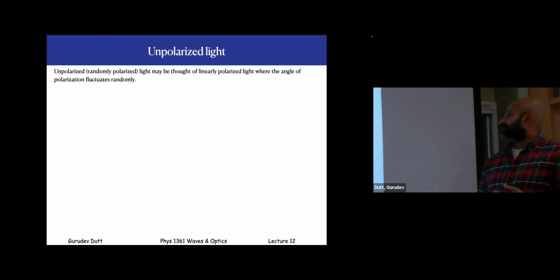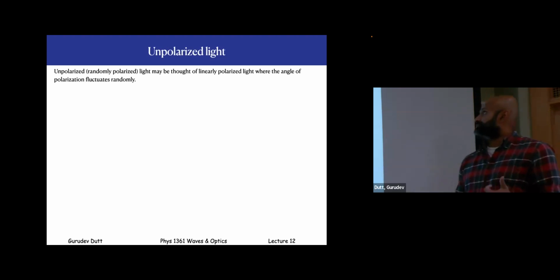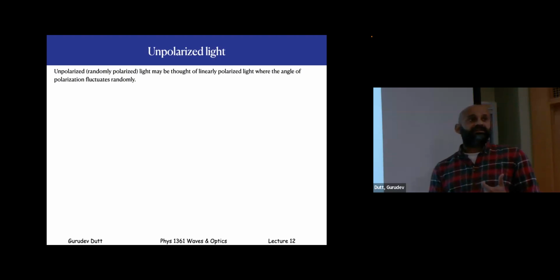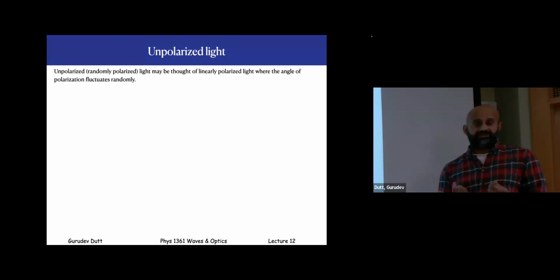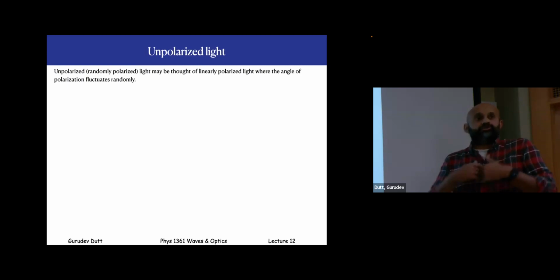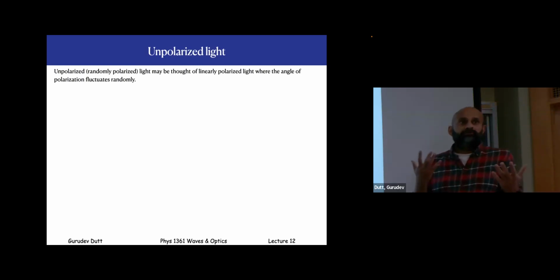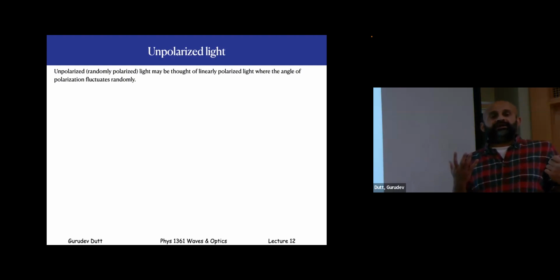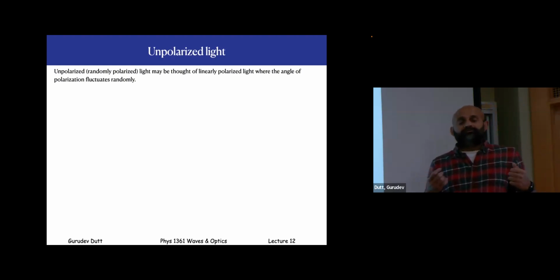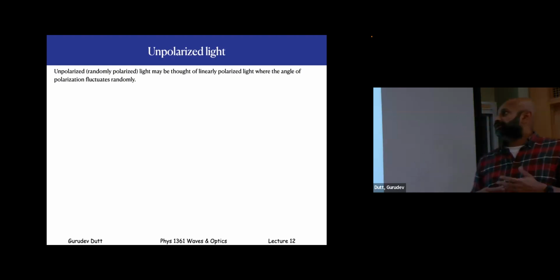So finally, I'll talk about unpolarized light here. You can think of this as linearly polarized light, but the angle of polarization is not fixed. It changes randomly very, very quickly, so quickly that we can't follow it. Okay. So when you think of it that way, there are analogies here to quantum mechanics, but I won't get into that.